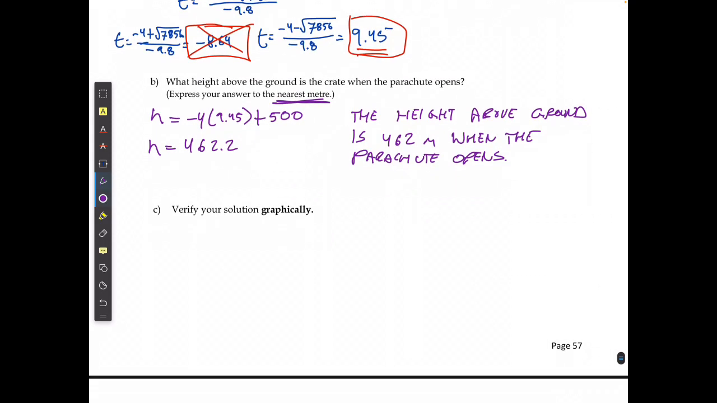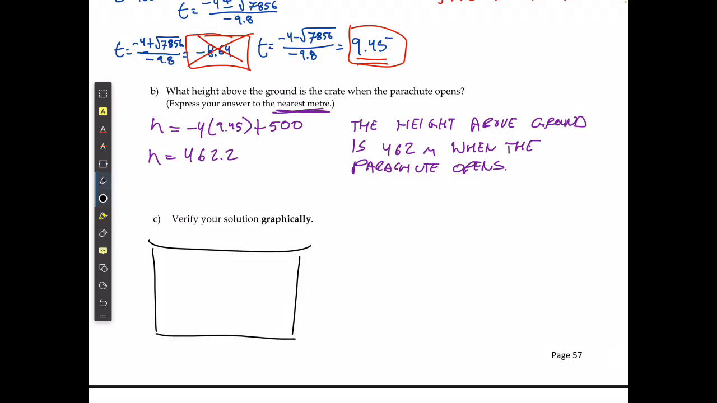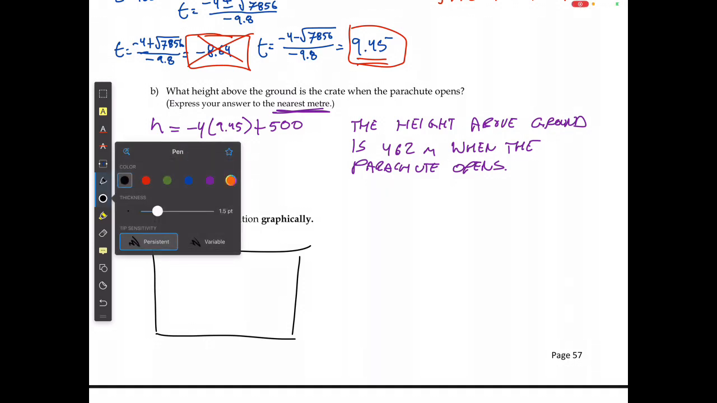When I'm solving it graphically, and yours might look different than mine when you are actually graphing it out, I'm not going to apply the negatives. All I care about are the positive values. So I said that the h is going to be between 0 and 1,000, and that based on the information that I have here, I'm going to make my t values go between 0 and 20. And I get approximately this.